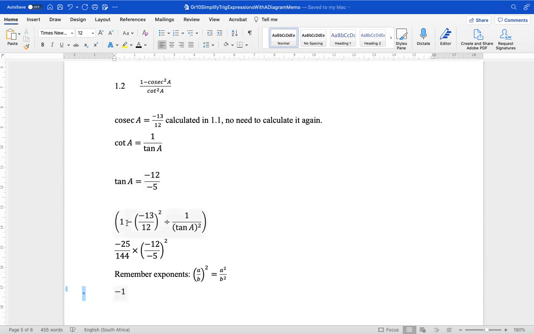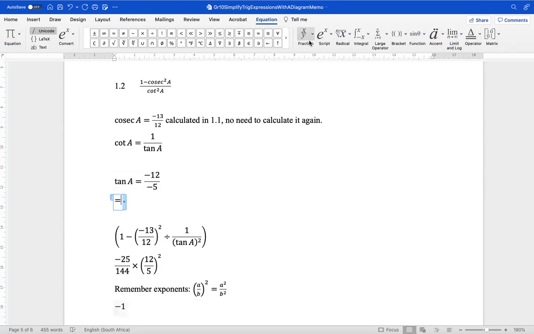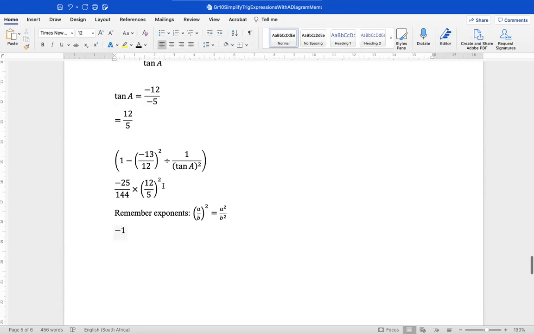So it's 1 minus. Equal to means it's exactly the same as. Where I see my cosec, I'm going to plug in negative 13 over 12, but then I need to square it because the marker said squared. Just follow the instructions. Okay, this is the division line. Here's my division sign. Divided by 1 over tan A squared. Tan A is equal to 12 over 5, so where I see my tan A, this can just be 12 over 5, because a negative divided by a negative is a positive.